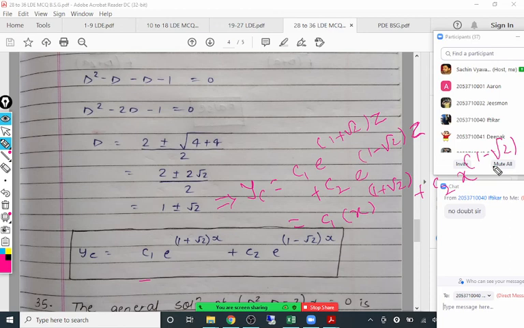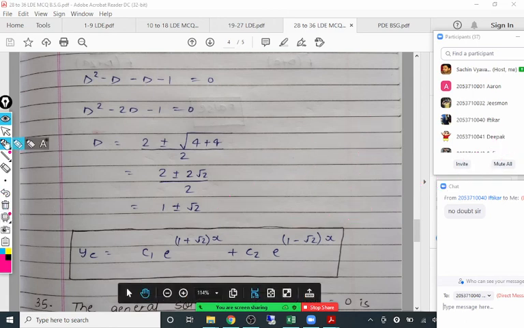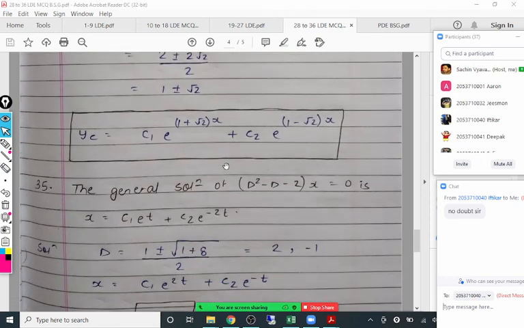So your answer should be in terms of z first whenever it is in Cauchy's form, and then you should resubstitute the value of z. Then only you will get the answer in terms of x there.